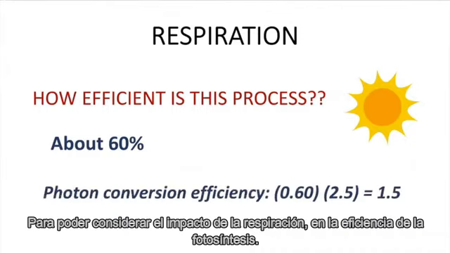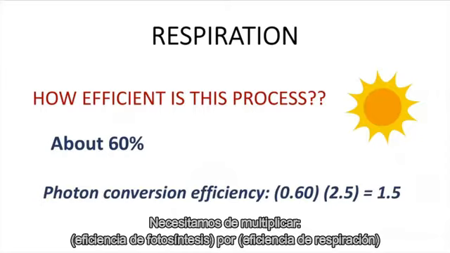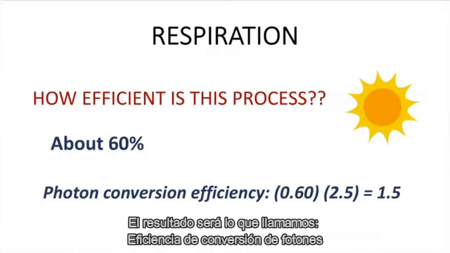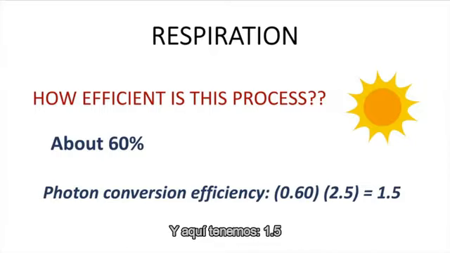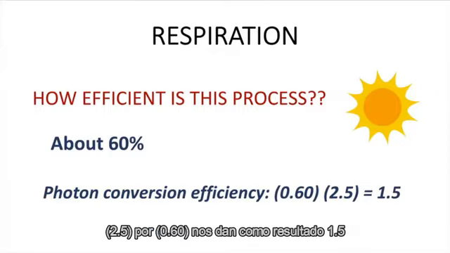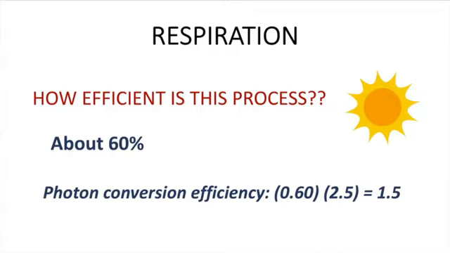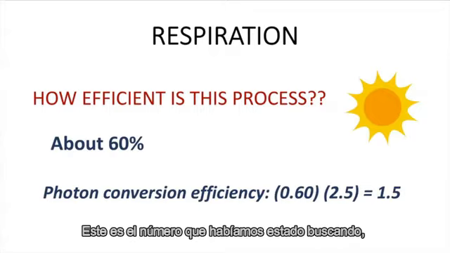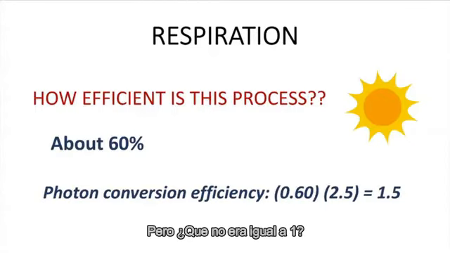In order to consider the impact of respiration in photosynthesis efficiency, we need to multiply photosynthesis efficiency by respiration efficiency. The result will be what we call photon conversion efficiency. And in here we have 1.5. 2.5 multiplied by 0.6 is equal to 1.5. Here is the number we've been looking for. But it was not 1?